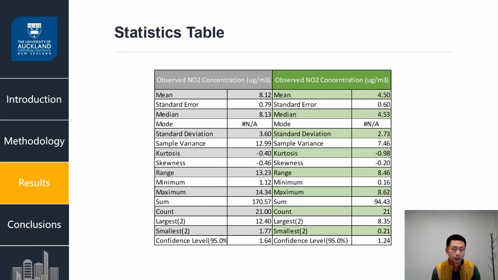And then we move on to the statistics table. So on the left is the before opening table, and on the right is the after opening table. From this table, we can say the mean value of the NO2 level is reduced from 8.12 milligram per cubic meter, dropped to 4.5, and the median value before opening is 8.13, versus after opening median value 4.553.